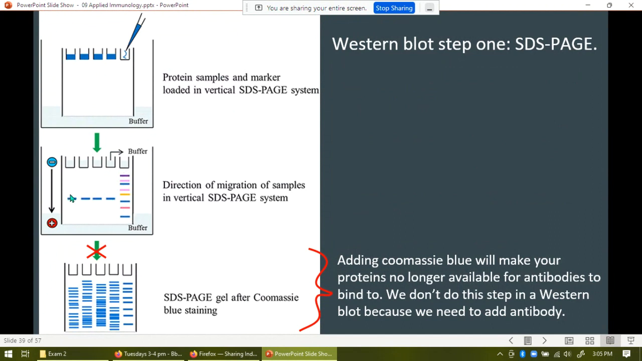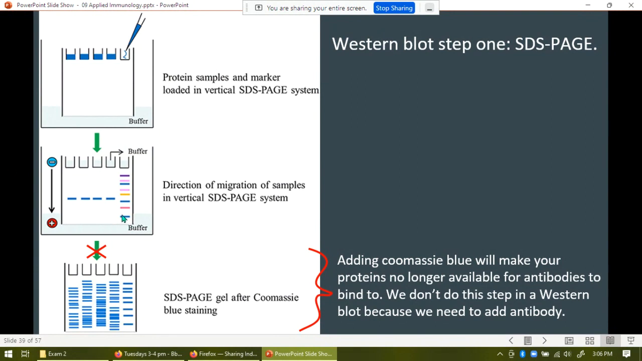And then usually each well might contain a serial dilution, or it might contain serum from different individuals, or it might just be that you're running the same thing multiple times and you want to make sure that you capture your results consistently.